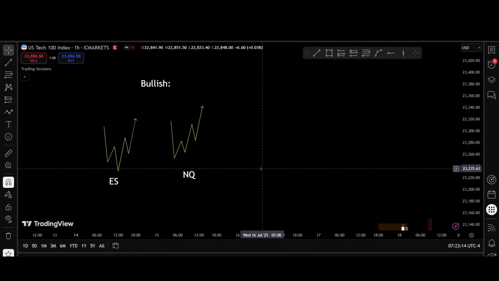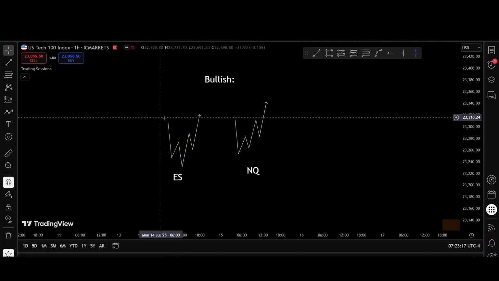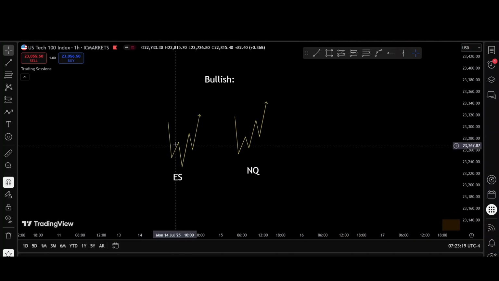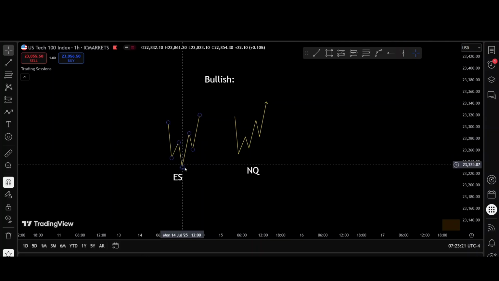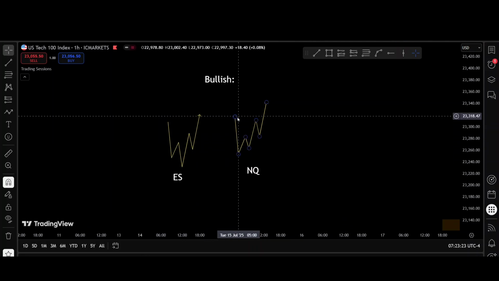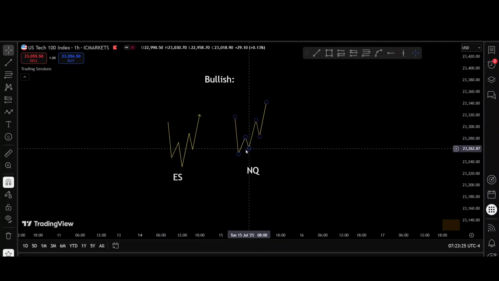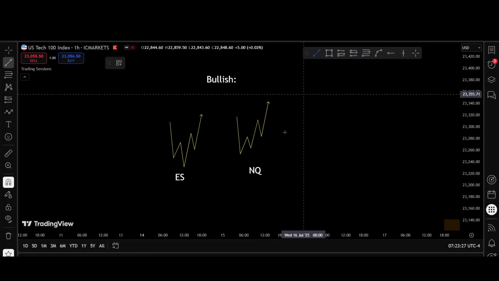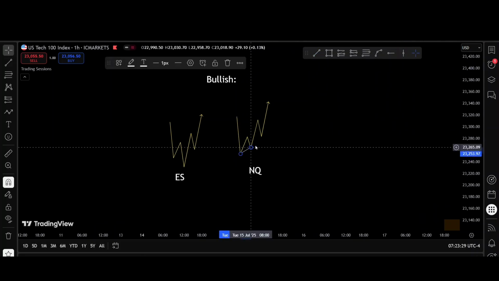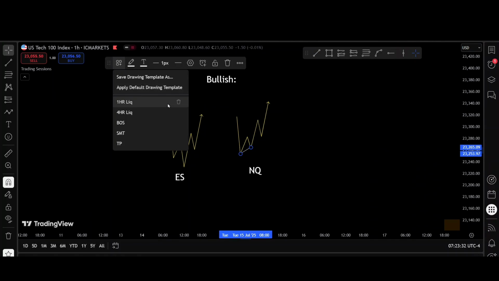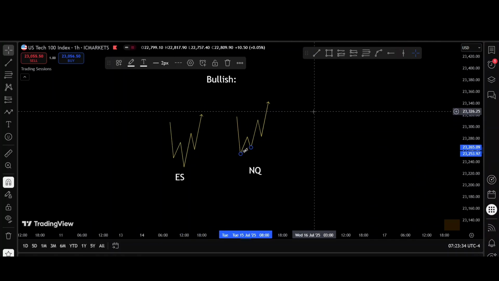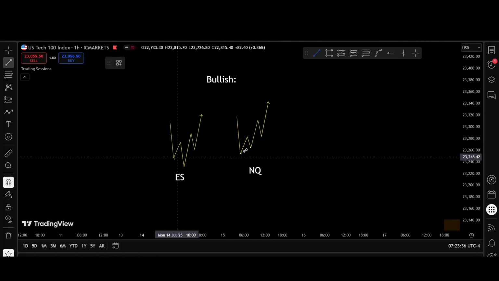Now, as you can see, ES has made a low right here, and then it makes a lower low, while NQ makes a low right here and makes a higher low. Right here is your SMT. You only want to be monitoring the lows for bullish SMTs and monitoring the highs for bearish SMTs.